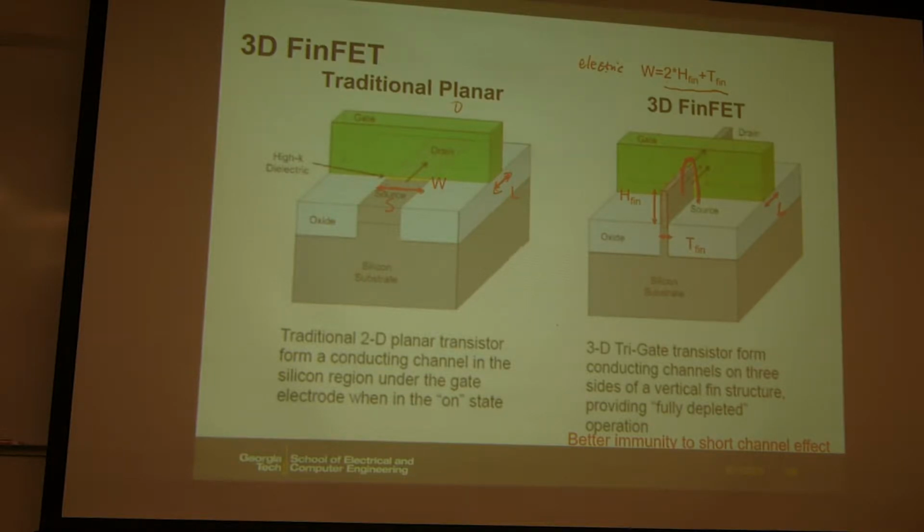Okay, so any questions? So the depletion depth is greater than what the thickness of the fin is? Yes, almost fully depleted. Yeah.